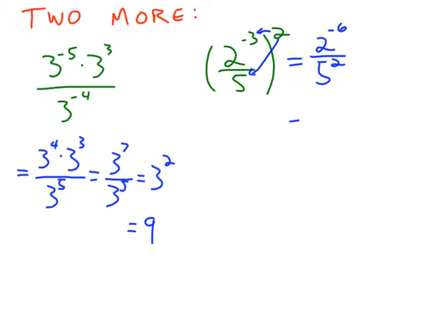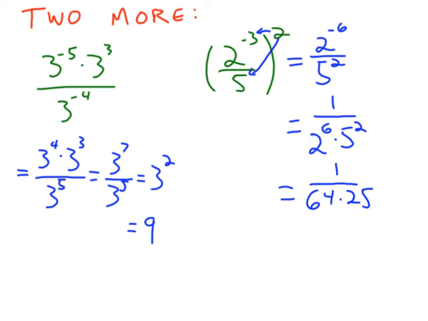Okay, now 2 to the negative 6, we want to keep things positive, so we need to move it to the denominator. Now, remember that there will be a 1 left on top in this fraction, so we'll have 2 to the 6th times 5 squared, and that will be the same as 1 over 64 times 25, which will give us 1 over, let me do that calculation, 1600. 64 times 25 is 1600.